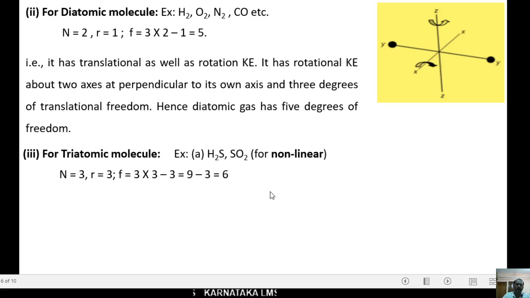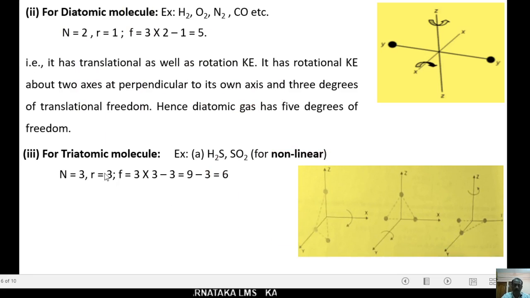Let us see for triatomic molecule. In this case, we have taken a non-linear molecule. For non-linear gas molecules, that is H2S and SO2, here in this case, N is 3. Here, X, Y and Z axis. Here it has 3 atoms. R is 3. Therefore, F is equal to 3 into 3 minus R, which is 3. Then it becomes 9 minus 3. It is equal to 6.